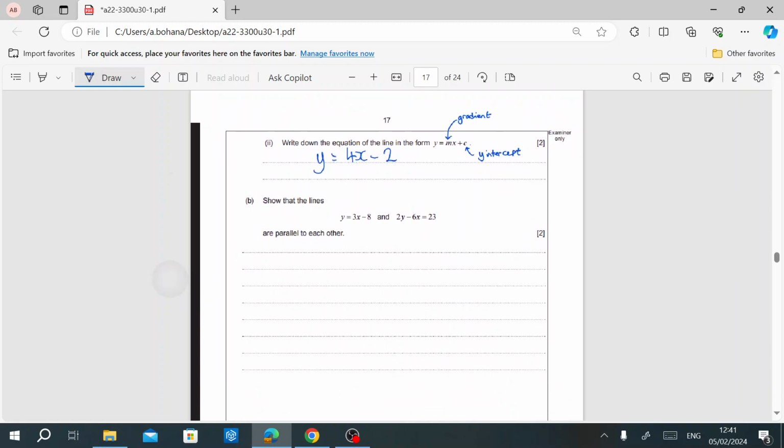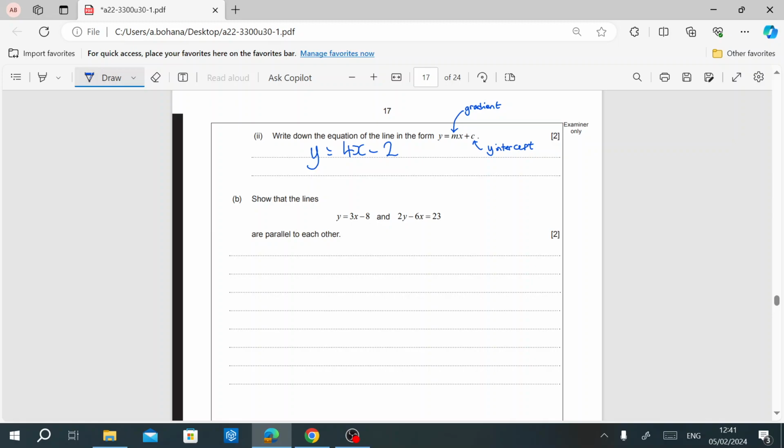They're asking you then on B to show that the lines are parallel. Now what I would do to answer this question is get them in the form of y is equal to mx plus c to compare the gradients. So this one here is already in that form, y is equal to 3x minus 8. This one here, I'm going to rearrange to y equals 23 plus 6x. I'm taking the -6x across, okay?